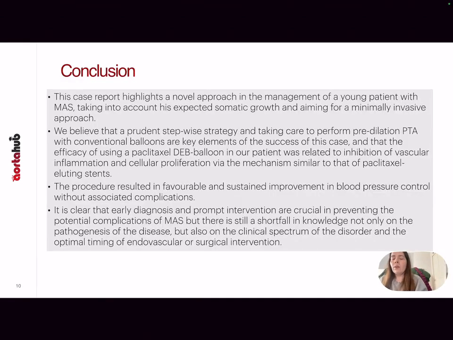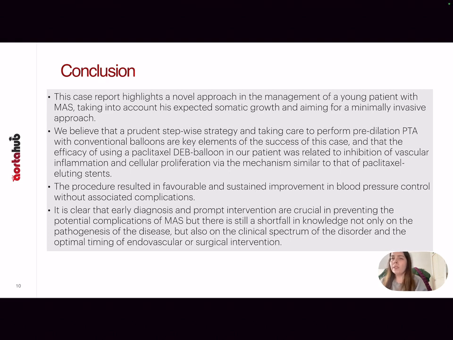So what we wanted to highlight with this case is what we think is a novel approach in the management of a mid-aortic syndrome patient, trying to stay minimally invasive, as well as taking into account his expected somatic growth. We also believe that it was key to do a stepwise strategy and also to take care to perform pre-dilation with conventional balloons.